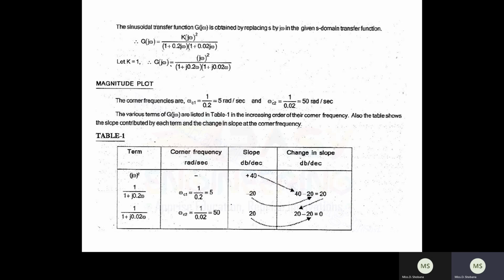We sketch the Bode plot, using the various concepts we learned. First of all, we take the transfer function, that is K s squared divided by (1 plus j 0.2s) into (1 plus 0.02s). That is the transfer function. Here we have to determine the gain K for the given gain crossover frequency of 5 radian per second. This is the problem: we have to draw the Bode plot and determine the gain K.